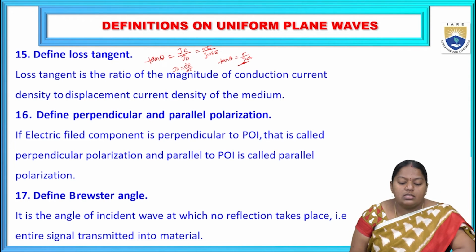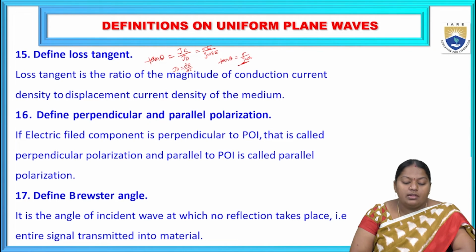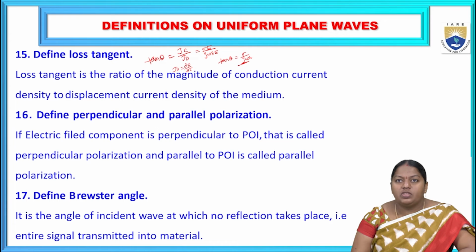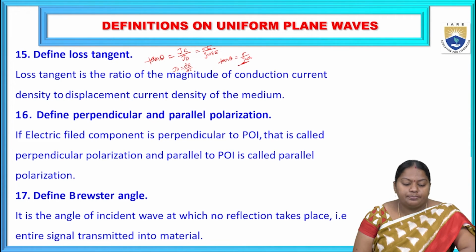Loss tangent is the ratio of the magnitudes of conduction current density to the displacement current density of that particular medium. Right? So from this we are going to define the loss angle also. That is represented as theta equal to tan inverse of sigma by omega epsilon. Depending upon that condition, we will identify whether the given medium is a conducting medium or a dielectric medium.